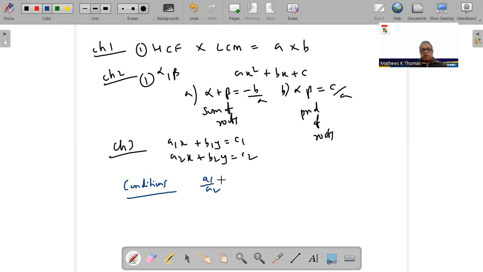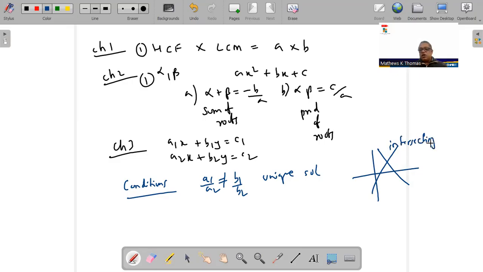A1 by A2 is not equal to B1 by B2. If I have this, A1 by A2 not equal to B1 by B2, I will compare the coefficients. If there is any sign, please make sure of that. Then this becomes a unique solution. Unique solution means when you solve, you will get a definite answer. And the graphical representation will be intersecting lines.